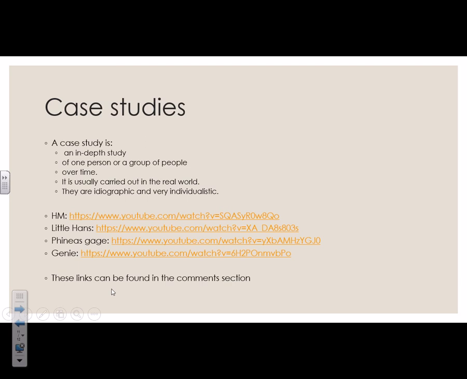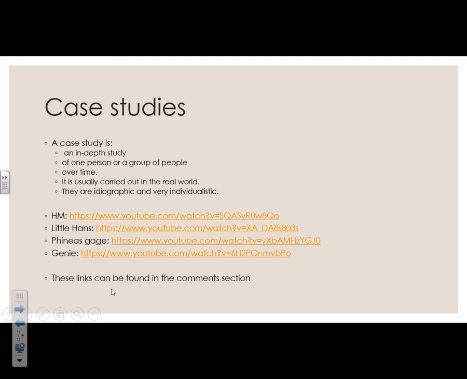Phineas Gage, again, he is someone that we've briefly touched on, and he will be very relevant when we start to look at localization and lateralization in the second year. And finally, Genie. So when I referred to an example of child abuse, Genie is a very extreme case of some horrific child abuse. If you want to, these links can be found in the comment section. If you'd like to have a look at those, then you can do. And I think if you just check in your booklet, I think you are asked to pick one of those and explain why it is a case study.